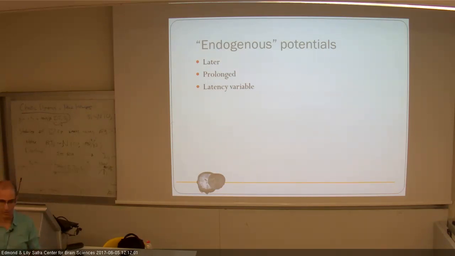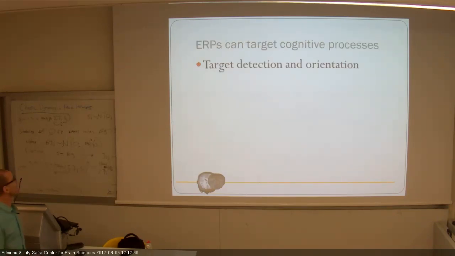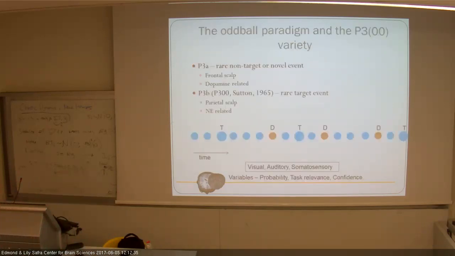Now I'm going into the more endogenous potentials, the ones which really rely on the task that you're doing. Those are usually later in time, as you'll see, and usually more prolonged. They're not as sharp as the evoked potentials, and their latency might vary much more than the early potentials, which makes sense, right? Because we need processing, and there's variability between subjects in the way we do the task and so on. So I'll start with target detection and orientation.